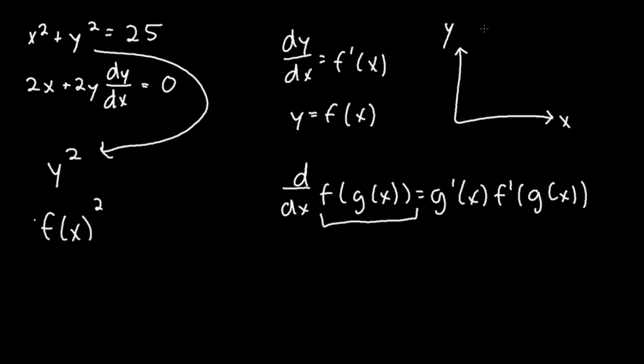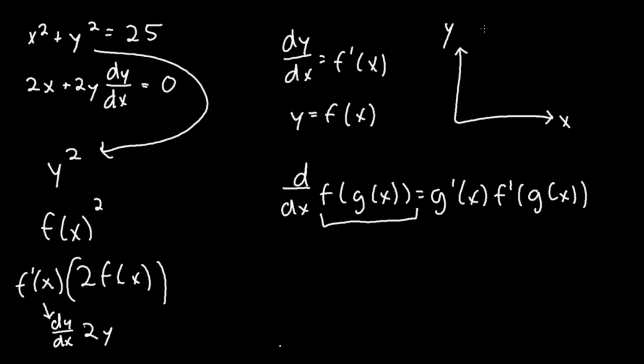So if you want to take the derivative of this, you bring down the 2 using power rule to get 2f of x, and you must multiply this outer function derivative by the derivative of the inner function. And the inner function in this case was our function of x. So the derivative of our function of x is f prime of x. And f prime of x is also dy over dx, right? And 2f of x is also 2y. So 2y dy over dx makes sense in this case.